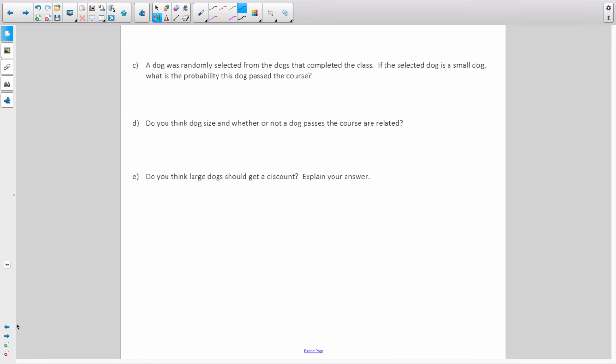What about a dog randomly selected from the dogs that completed the class? If the selected dog is a small dog, what's the probability that the dog passed the course? Okay, again, it's one of these where first you've got to get a small dog, and then, if you're even luckier, they've also passed the course. So there's like two probabilities going on, so that looks like this. What's the probability of passed given small? I think you're getting used to the formula, so let's intersect passed and small and divide it by small.